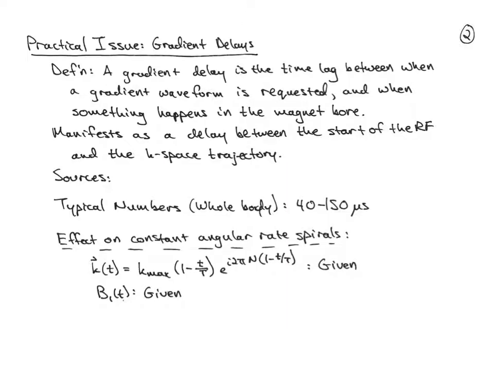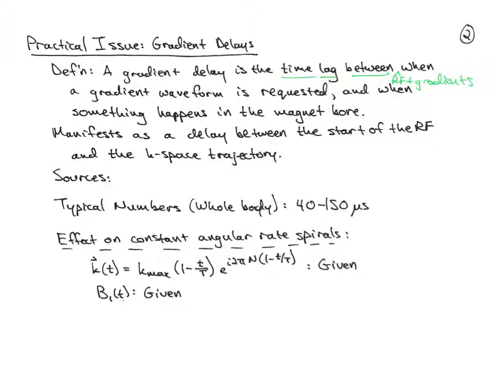And probably the most significant practical issue that we run into with spiral RF pulses, with getting a good spiral RF excitation, are gradient delays. So the definition of a gradient delay is the time lag between the RF and gradients. That is, it's the time lag between when a gradient waveform is requested and when something actually happens in the magnet bore. So the RF basically is always played out exactly when you want it. So we typically get a time lag between the requested and actual gradient waveforms, and this results in a time lag between the RF and gradients.